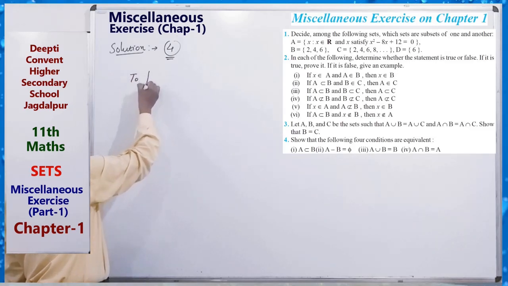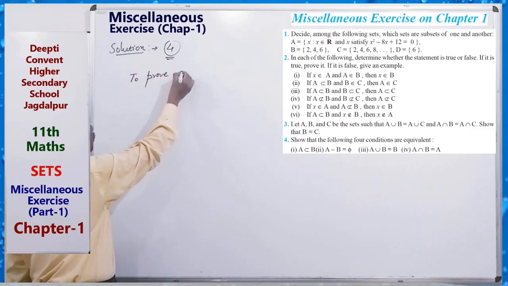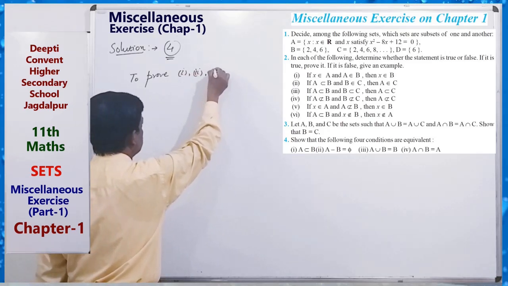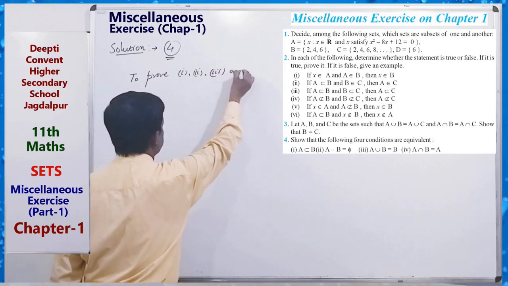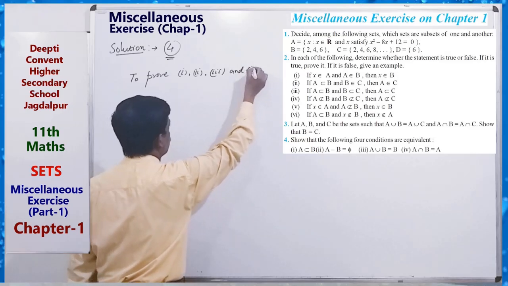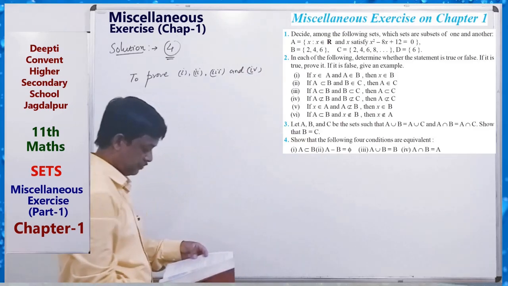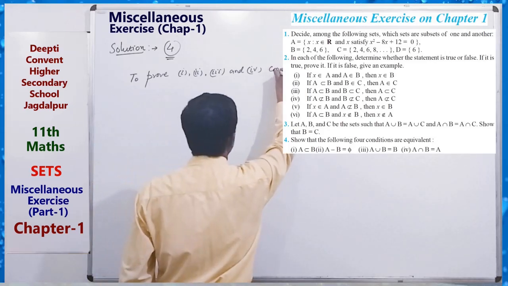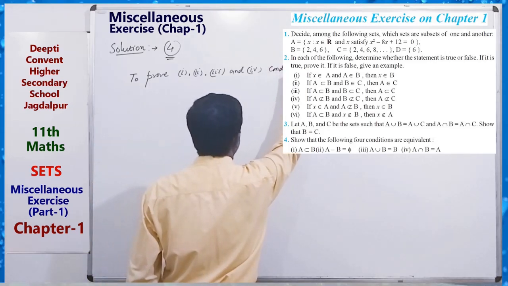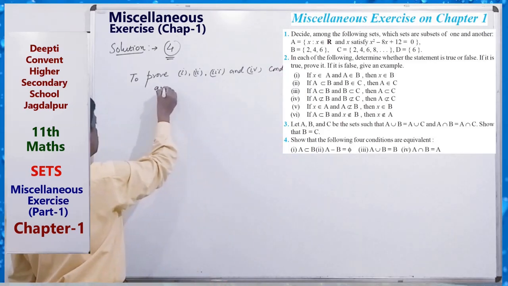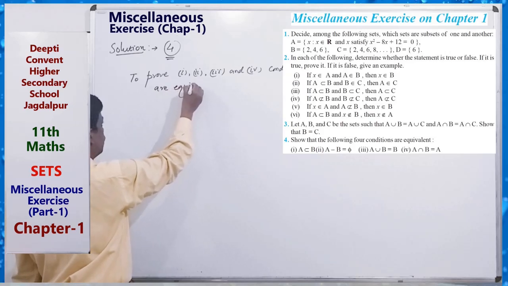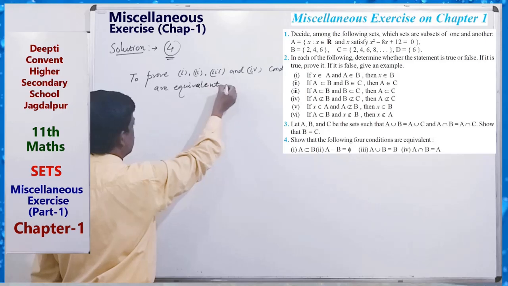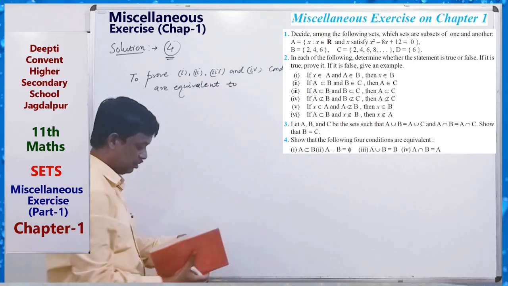To prove 1, 2, 3 and 4 conditions are equivalent to one another.